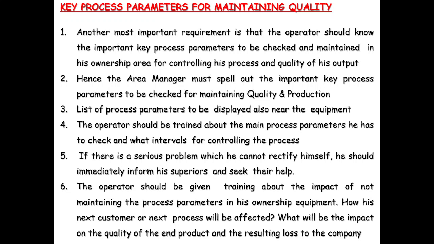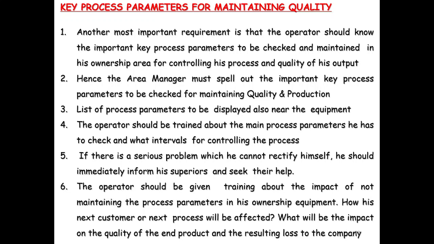This is another important slide. It highlights the importance of key process parameters for producing quality products. The operator should know all the important key process parameters to be checked and maintained in his ownership area for controlling his process and quality of his output. Hence, the area manager must spell out the important key process parameters to be checked at what intervals for maintaining quality and production. List of process parameters to be displayed also near the equipment.